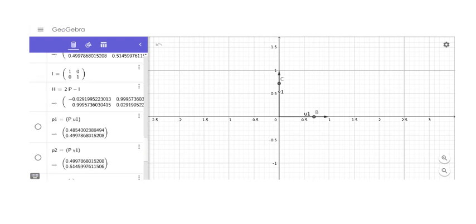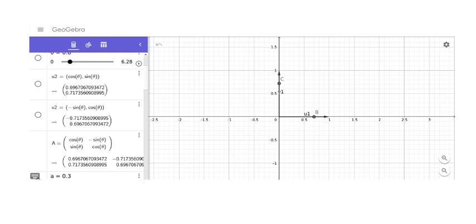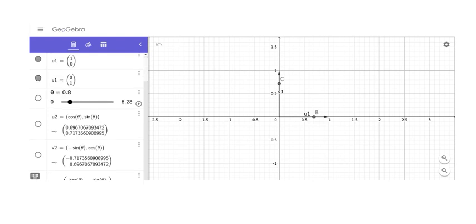So I'm scrolling up. I'm taking a general angle theta here, where theta is any angle between 0 and 6.28, so this is in radians. I am considering U2, where the coefficients are cos theta and sin theta. So that is the rotated one.